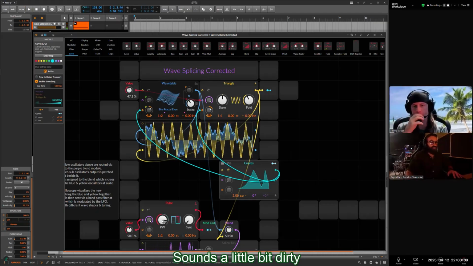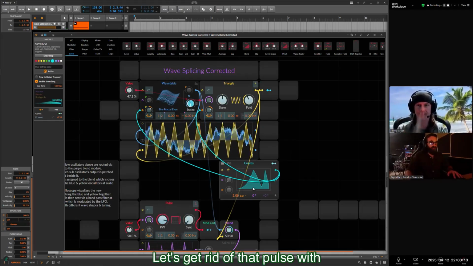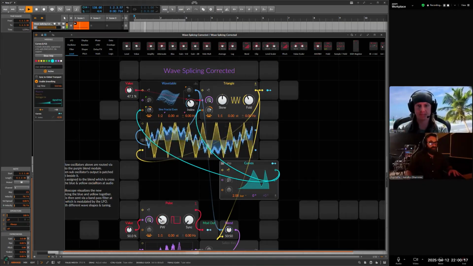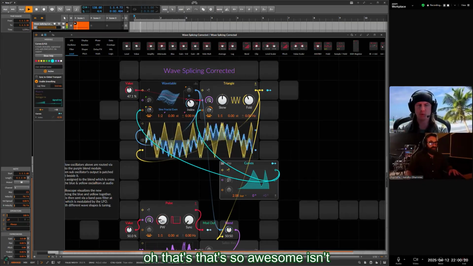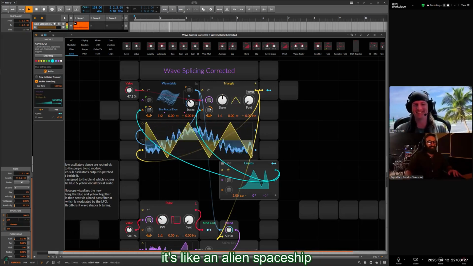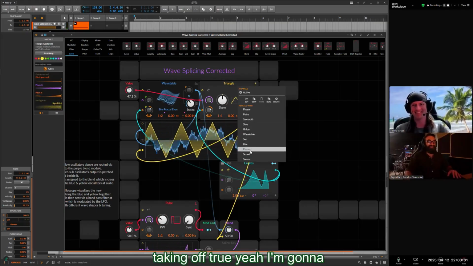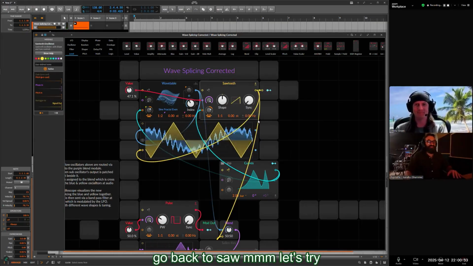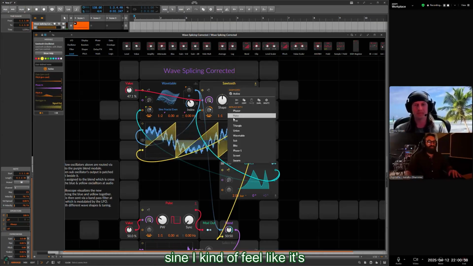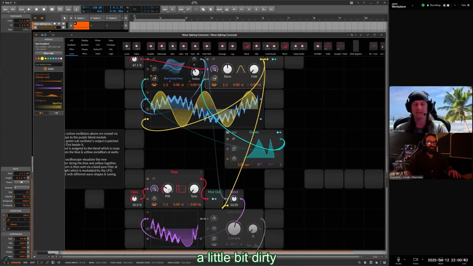Sounds a little bit dirty. Let's get rid of that pulse width modulation. Ooh. That's awesome. That's so awesome. Isn't it? It's like an alien spaceship taking off. True. Yeah. I'm going to go back to saw. Let's try sine. So I kind of feel like it's a little bit dirty.